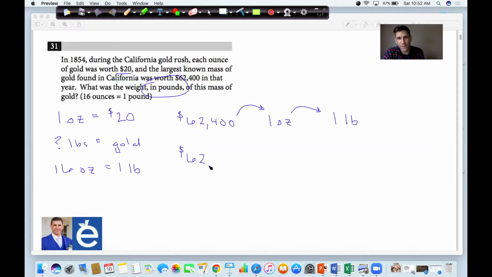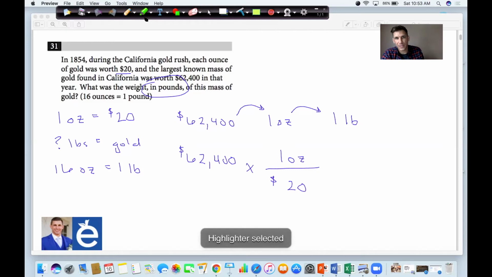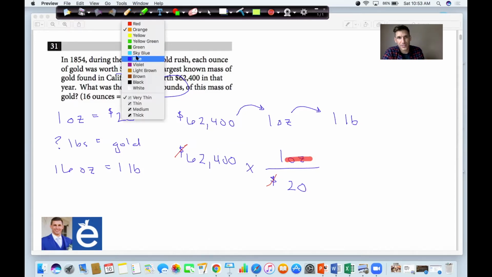All right, here we have 62,400. This is my starting value, and then I'm going to go to ounces, so I'm going to go times. Notice what happens: this is my dollar sign, this is my unit. So I'm going to put $20 down here on the bottom, and ounces on the top. Also, quick tip: the unit you want to stay should generally appear in your numerator, and the thing you want to cross out should appear in your denominator, so that it's gone.